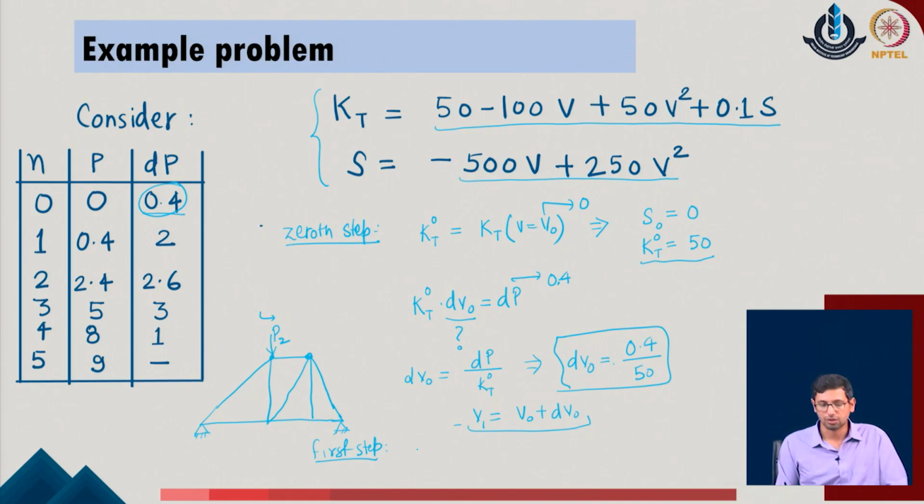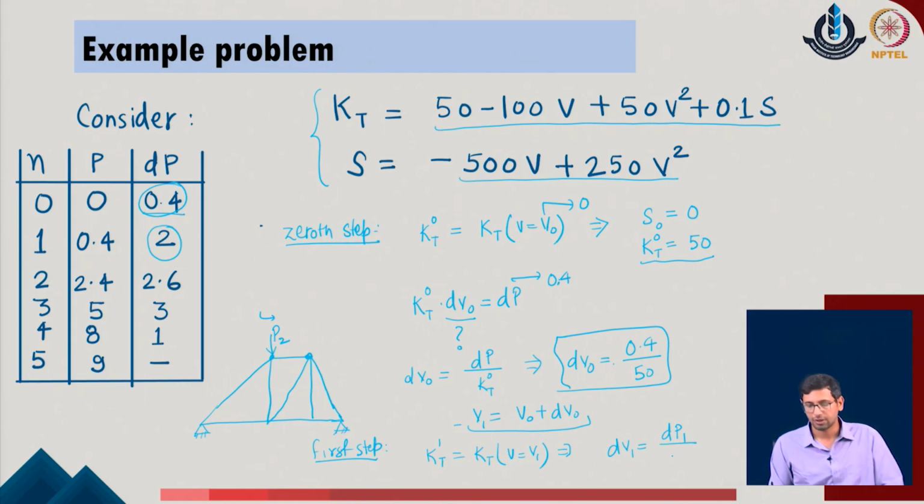As a part of the first step, what a user can do, I can evaluate the kT1, which is now evaluated as the kT value with respect to V equal to V1. Corresponding to this value, I can evaluate now the dV1 value in the given system, which can be calculated as the increment in the given load, which is now defined with the value of 2 units, so dP1 divided by kT1 of the given system. So, this way we can do this process in an iterative manner for the multiple steps.